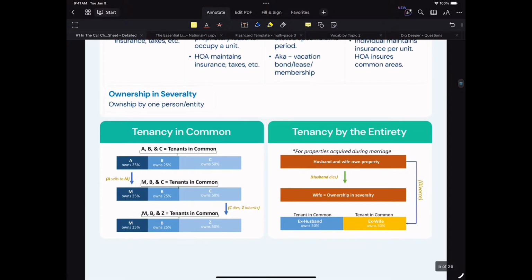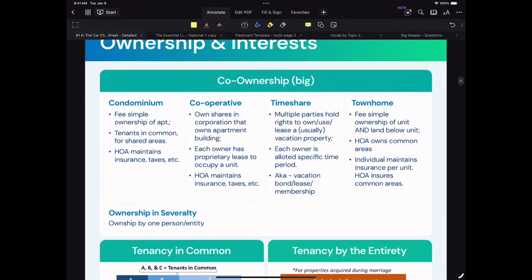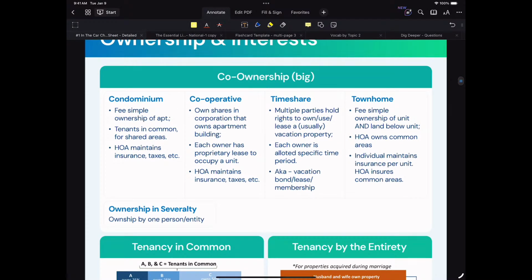So, we have different types of ownership. I like to think of it in two ways. We know ownership by, I guess, three ways. Ownership by one person, ownership in severalty. I know it says several, but think of sever. Hey, Elena. So you think sever, right? So ownership by one person.